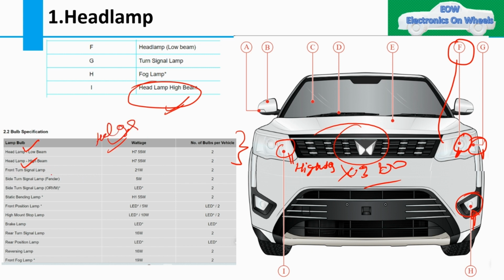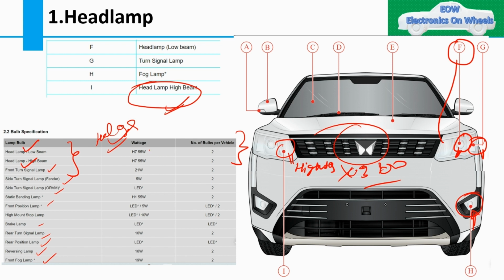So you can see the other signals also: front turn signal, side turn signal lamp, static bending lamp, brake lamp, rear turn signal, rear position lamp, reversing lamp. All these things are there, but today I am just going to focus on this headlamp. And in the last video I showed you how to calculate the fuse value for that particular high beam or low beam.